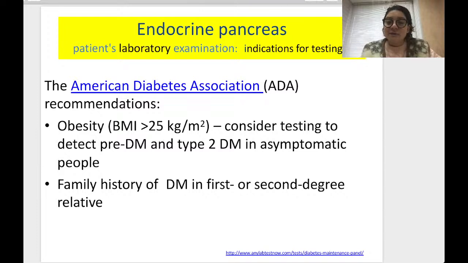Indications for testing for diabetes mellitus. Of course, first of all, if it presents symptoms, we test the patient for diabetes mellitus. But diabetes, especially type 2 diabetes, if you remember, has three main types.